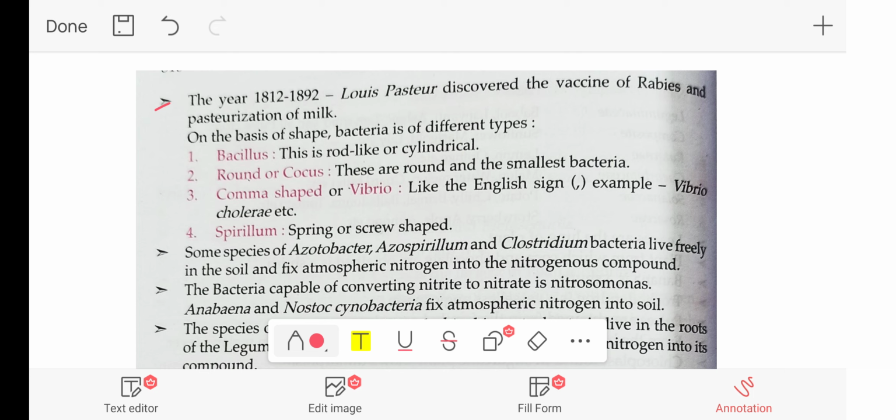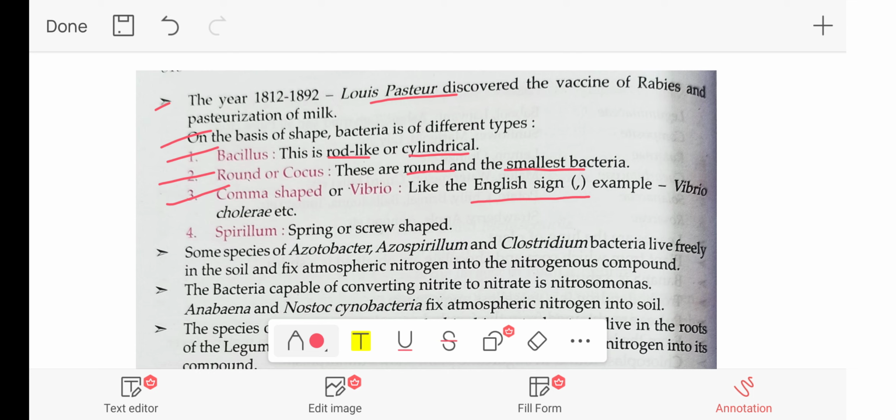On the basis of shape, bacteria are of different types. First, bacillus. This is rod-like or cylindrical. Next, round or coccus. These are round and the smallest bacteria. Third, comma-shaped or vibrio, like the English sign of comma.